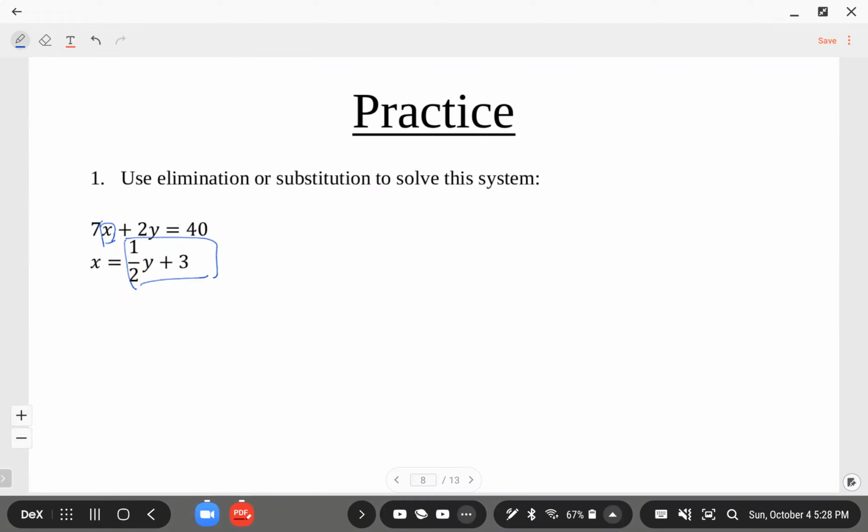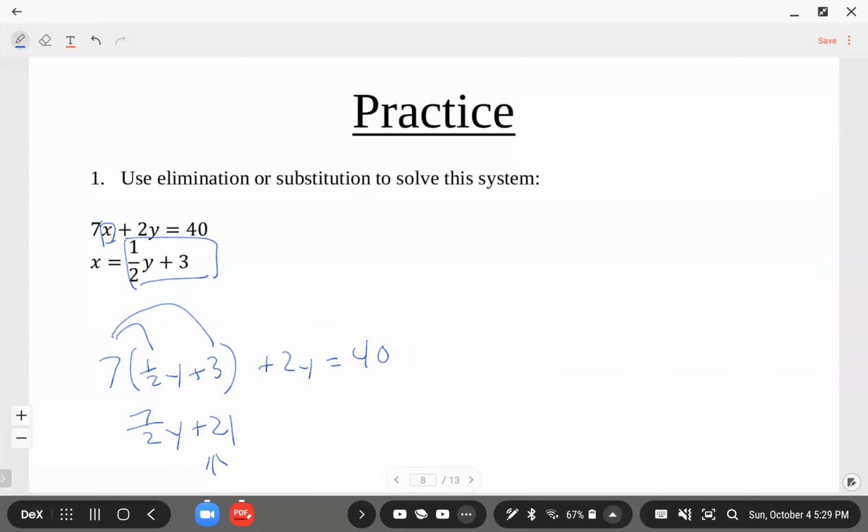7x plus 2y, right? We can substitute in 1/2 y plus 3 for our x, and then plus 2y equals 40. There you go. And then we only have an equation with only one variable. So 7 over 2y plus 21, because this is the distributive property. Multiply all the numerals, all the objects in the parentheses by 7. Okay, and once we simplify, we get this.